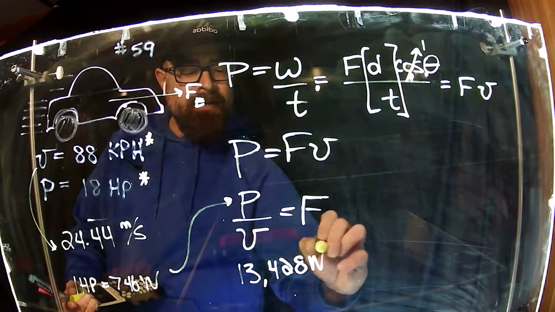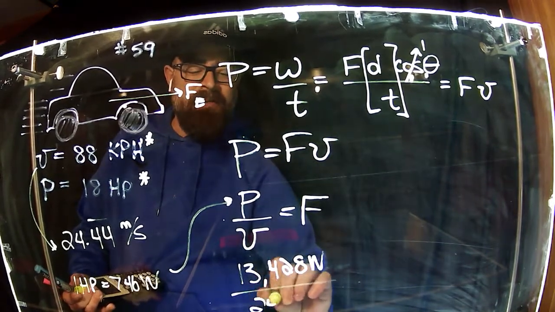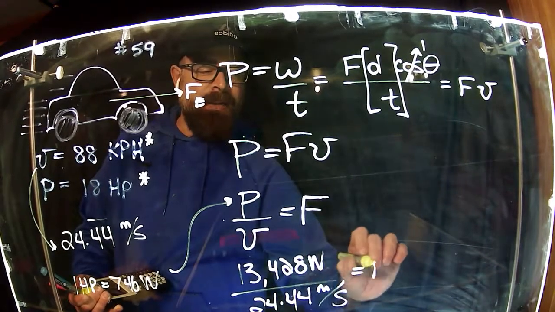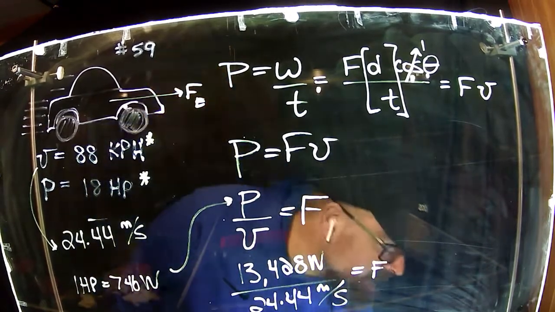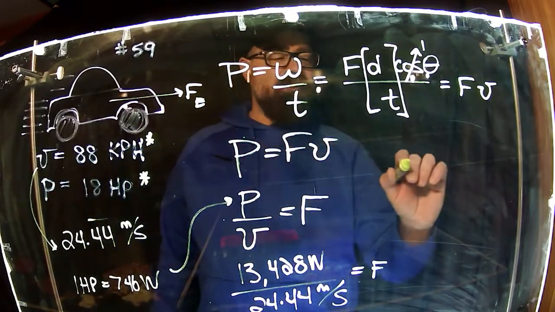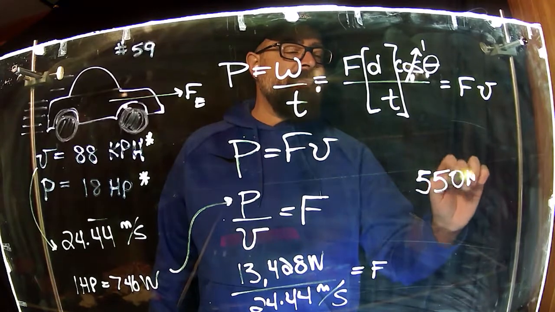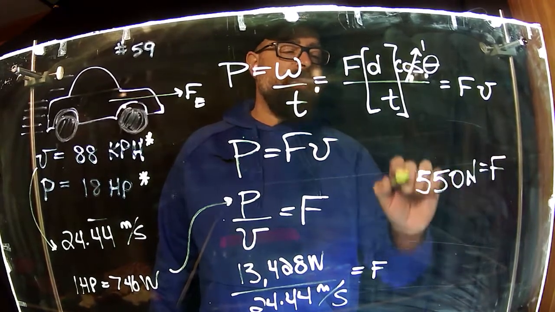So I'm going to put that number here, 13,428 watts. And I'm going to divide that by the speed of the car, 24.44 meters per second, and I'm going to get my average force. Once I plug that into my calculator and truncate for significance, I get an average force of 550 newtons for this problem.